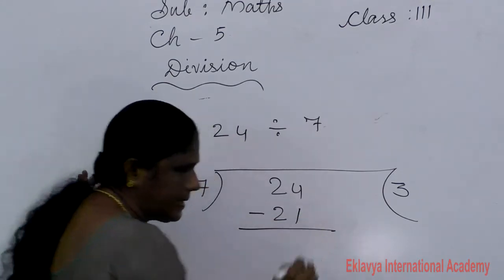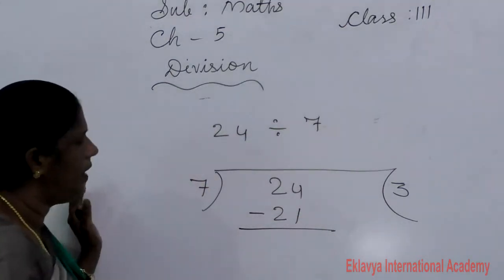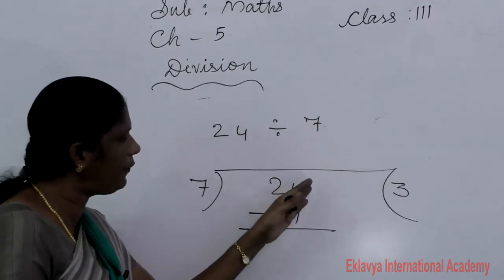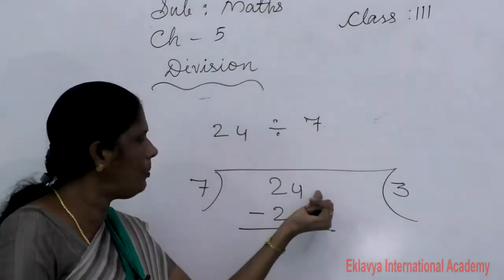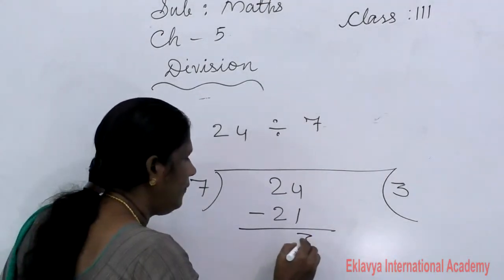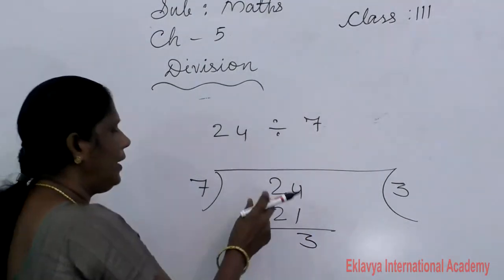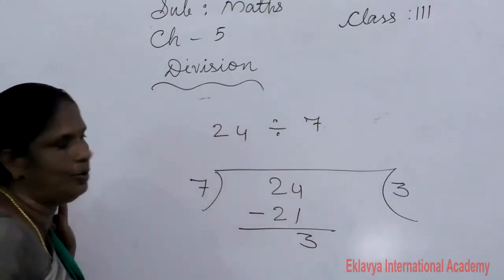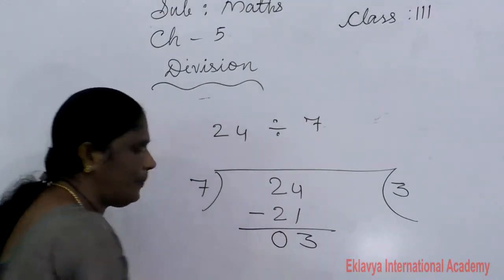Then you subtract this. 1 take away from 4. 4 में से 1 minus करने पर कितना मिला आपको? 3. We get 3. Then 2 take away from 2, we get 0.